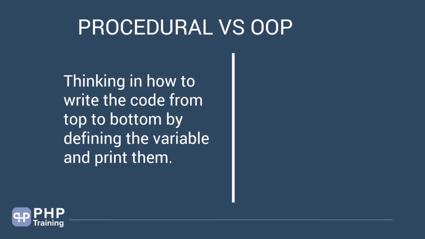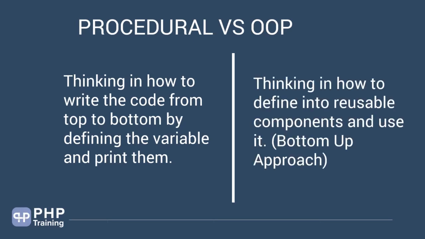We are not thinking about a pattern. We are not thinking about how I can organize them. If you organize them into smaller components, then you can reuse them. But in procedural, it's not like that. You just keep writing the code from top to bottom. But in OOP, you are thinking about how to define reusable components first. You have to define first what components you need in a program, and then you use it. So that's basically a bottom-up approach. You don't first write your program. You conceptually define it first into a component, then you try to reuse it.